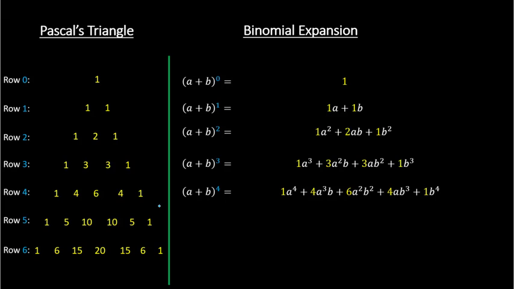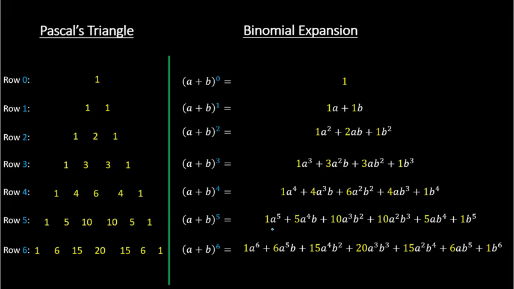And we can do this for a plus b to the fifth power and a plus b to the sixth power. If you look at the fifth power, those coefficients of 1, 5, 10, 10, 5, and 1 are the numbers found in row 5 of Pascal's triangle. Then a plus b to the sixth power, all these coefficients, 1, 6, 15, 20, 15, 6, and 1, are the same numbers found in row 6 of Pascal's triangle. All right, so notice the pattern with the blue and the yellow numbers.